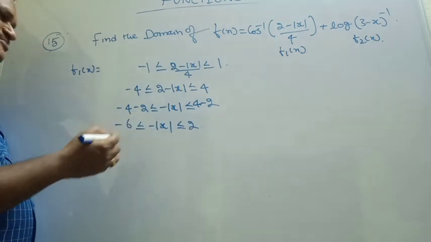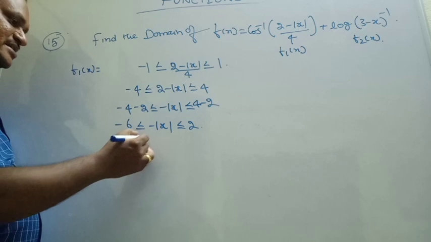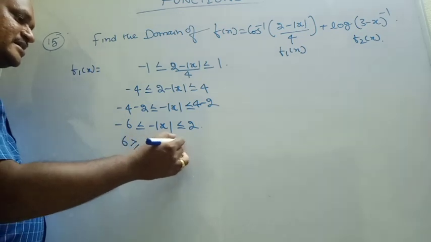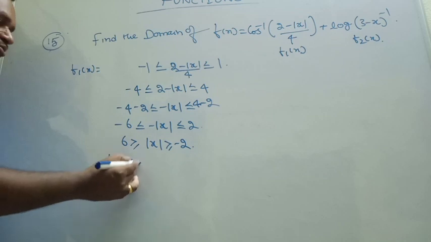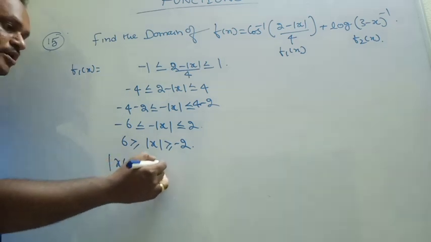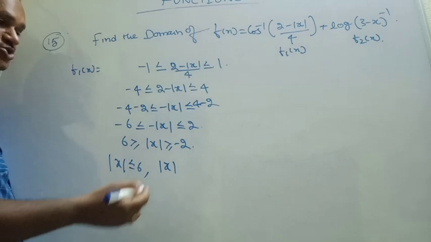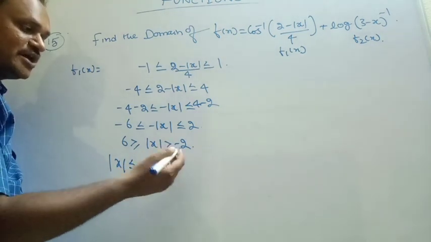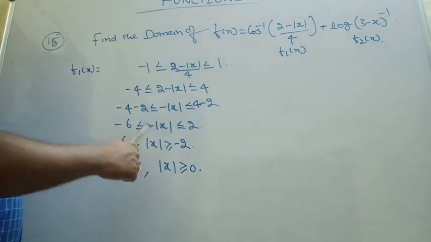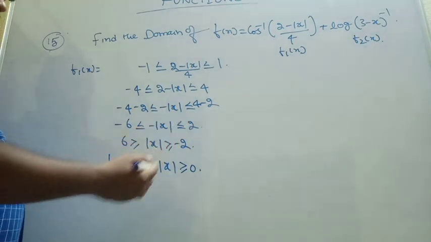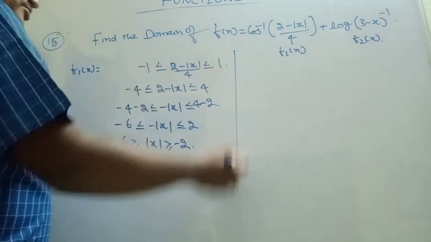Now just multiply by minus sign, that is 6 greater than or equal to mod x greater than or equal to minus 2, like this. That means mod x is less than or equal to 6, comma, mod x is greater than or equal to minus 2. Greater than or equal to minus 2 means what? Greater than or equal to 0, of course, right? Because mod x is always positive, greater than or equal to minus 2 means greater than or equal to 0. This is what we have here.